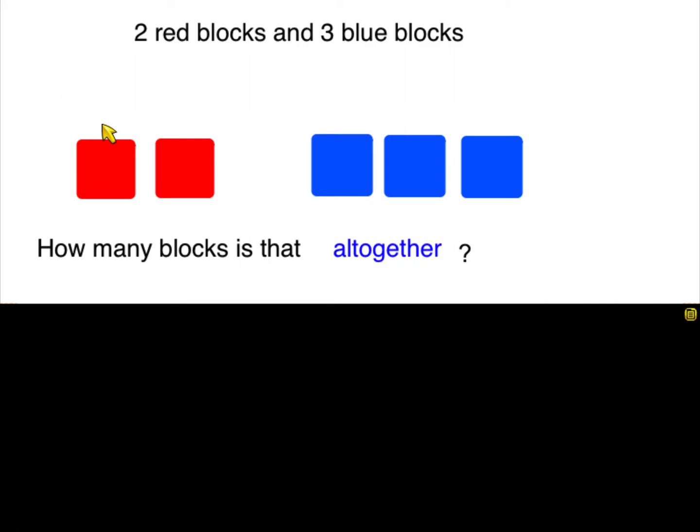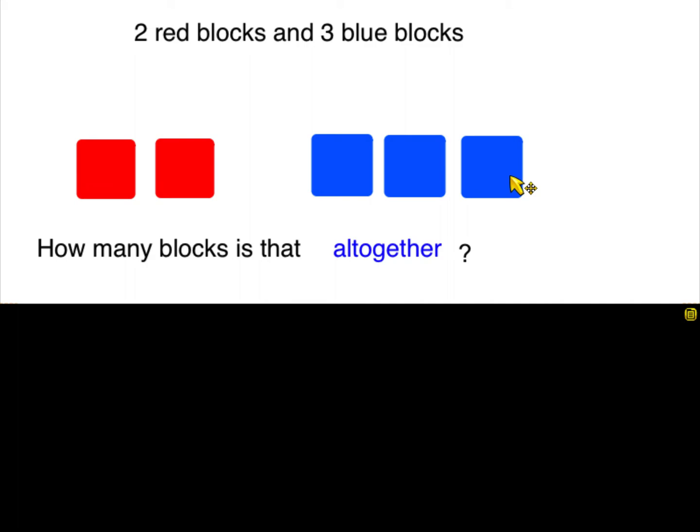Here we have 2 red blocks and 3 blue blocks. How many blocks is that all together? Well, that is 1, 2, 3, 4, 5.